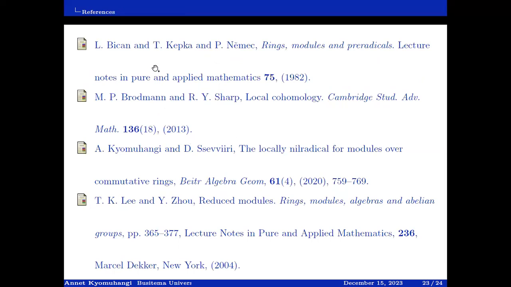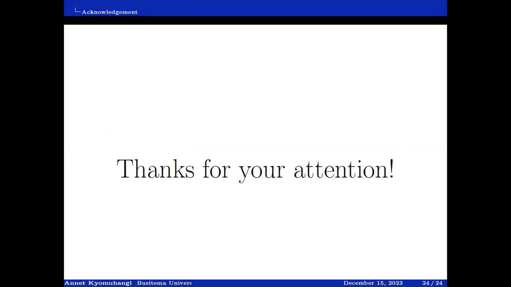I give some references. The first reference gives properties of free radicals and radicals. The second, by Brodmann and Sharp, talks about the I-torsion functor with the local cohomology. And what I have presented is actually in this paper, the local nilradical for modules over commutative rings. And Lee and Zhou are the initiators of reduced modules. They generalized the reduced rings to reduced modules. Thanks so much for your attention.